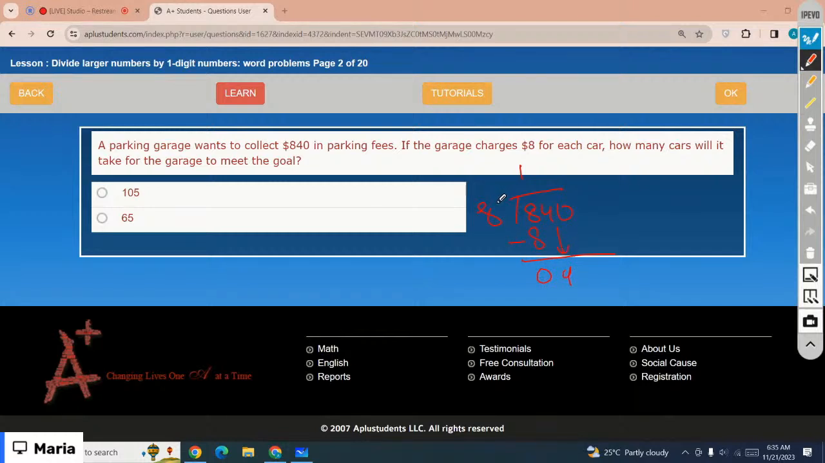But 4 is still less than 8, we cannot divide, so we have another digit. We're going to bring another digit down, so we need to put 0 over here, right? Because in the same step we are bringing 2 digits down. So you need to put 0 in the answer. Now you can go for 8 times 5 is 40. That means if the garage charges $8, it will take 105 cars to meet the goal. The correct option is 105.